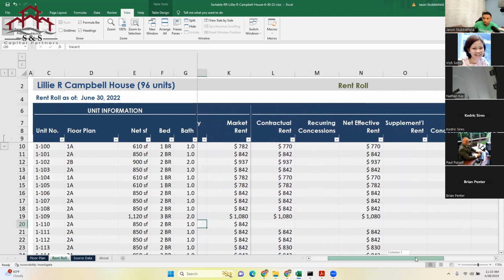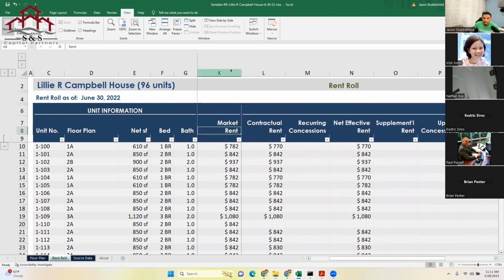Okay. Moving along over here, you get to column K. We're now looking at the market rent. What you want to know is the market rent is someone's interpretation of what they think they can rent a unit for. It doesn't mean that they're actually renting the unit for that amount, right? That's why we call it the market rent. And then right beside it in column L, they have the contractual rent. So if we look here in the first line, the market rent, according to them, is $782. The contractual rent is $770.